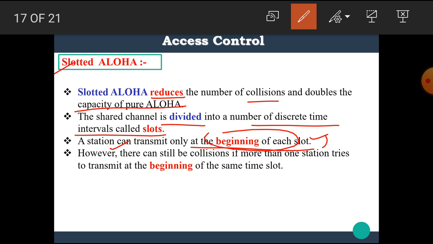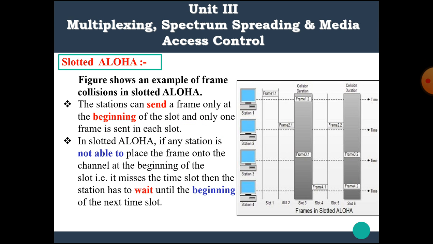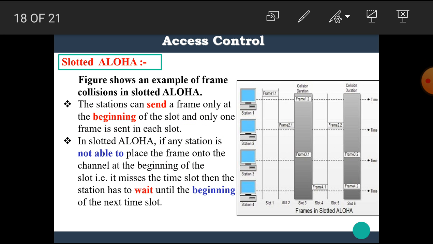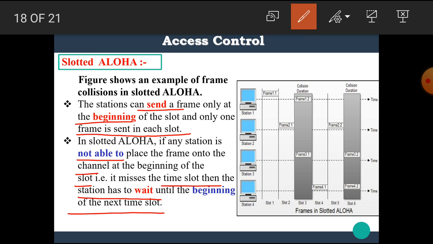However, there can still be collisions if more than one station tries to transmit at the beginning of the same time slot. Okay, here is the diagram for the slotted ALOHA. The stations can send the frame only at the beginning of the slot, and only one frame is sent in each slot. In slotted ALOHA, if the station is not able to place the frame onto the channel at the beginning of the time slot, then it misses the time slot, and the station has to wait until the beginning of the next time slot.